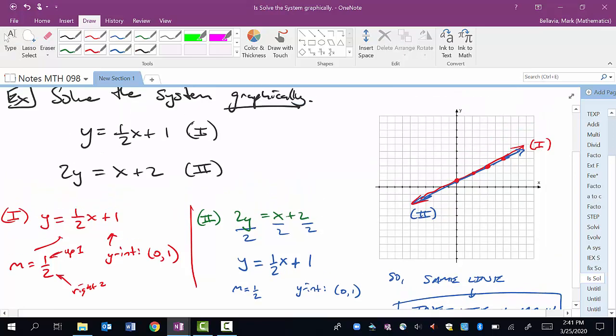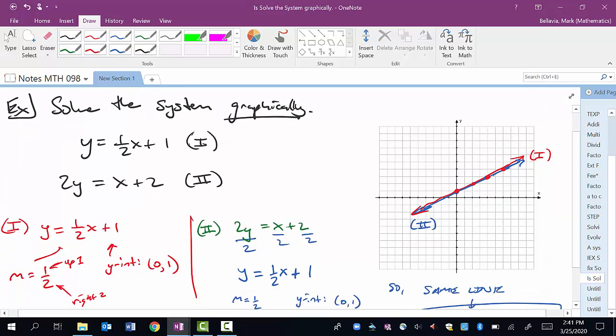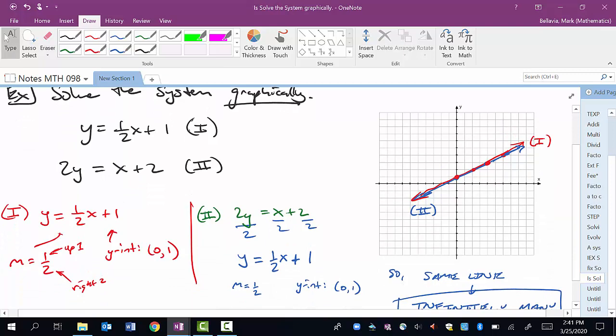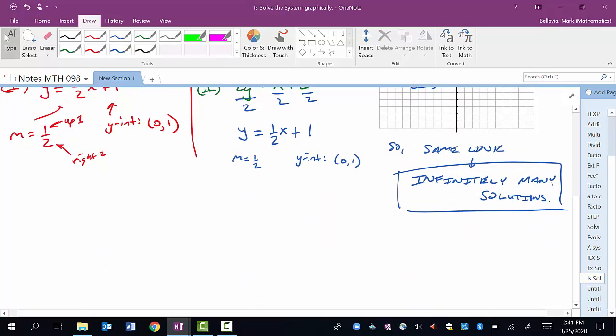But if they ask you to do it graphically, make sure you graph it. So again, there's three possibilities when you graph. Either the lines intersect at a point, the lines are parallel, so there's no solution, or the lines are exactly the same, so there's infinitely many solutions.